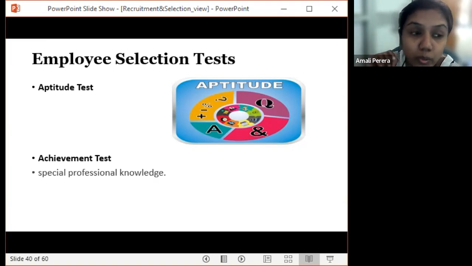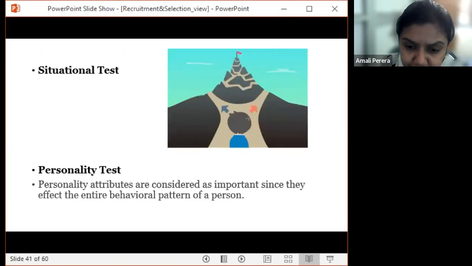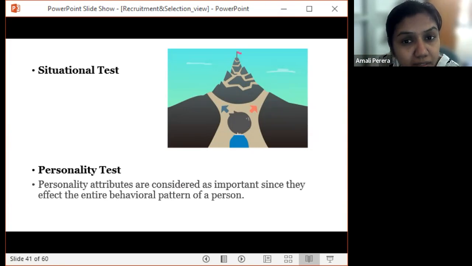So that is what we call an achievement test. Then we have a situational test, mainly to check decision-making maturity. The candidate is given a real-life situation and asked for his opinion: in a situation like this, what would you do? What decision will you take? Based on the decision the candidate gives, the company will think about what kind of person this is.